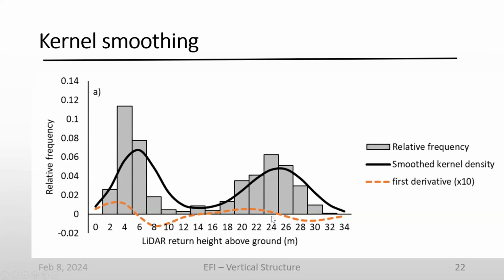So that makes it easy to detect the position of those maxima. And the inflection points are where the first derivative is either a maximum or a minimum. So it was easy to identify the peaks, the valleys, and the inflection points on the smooth kernel function.